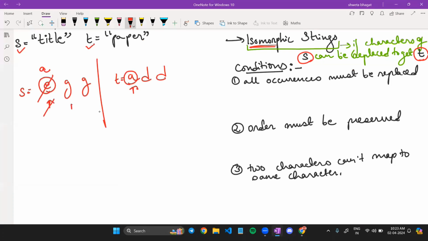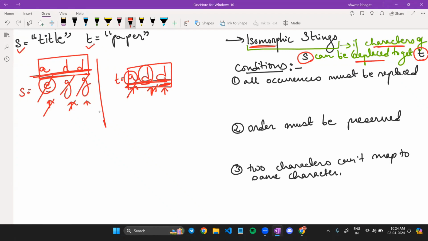Now we'll move forward. We can see that we have a D in T, but we have a G in S. So we'll replace this G with D, and we'll get a D over here. Similarly, here we have a D, so we'll replace this G with a D and we'll get "add". So we have successfully converted string S to string T, because string T was "add" and string S has now become "add", by replacing the characters of S. So we can call these two strings, "egg" and "add", isomorphic.